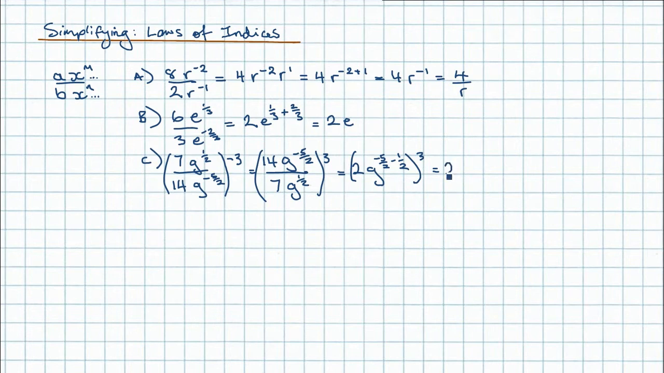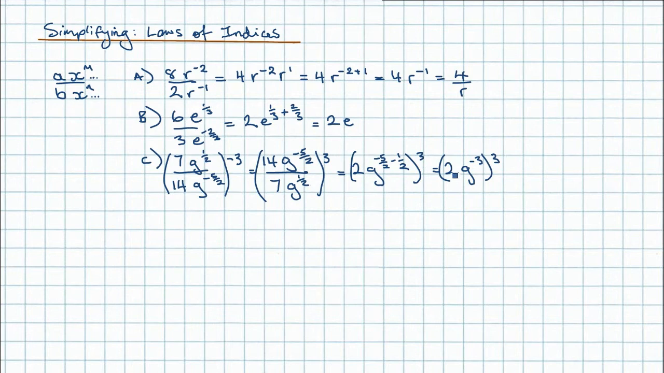So resolving inside the brackets first. We've got 2g to the minus 5 halves minus a half. So it's minus 6 halves. So that's going to be minus 3. And again, all of this cubed gets us a much simpler expression. So it's beginning to sort itself out.